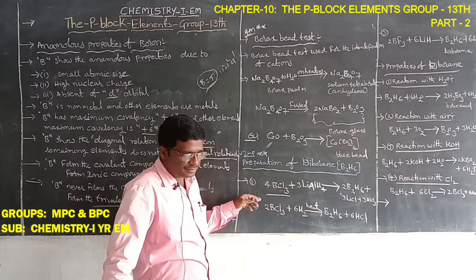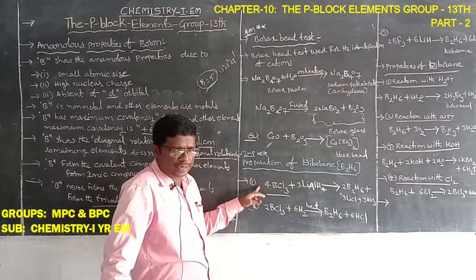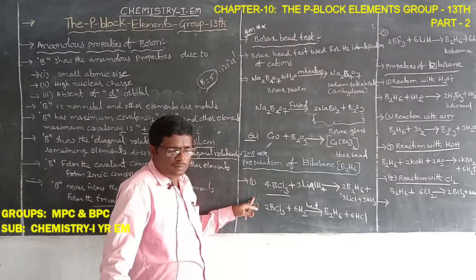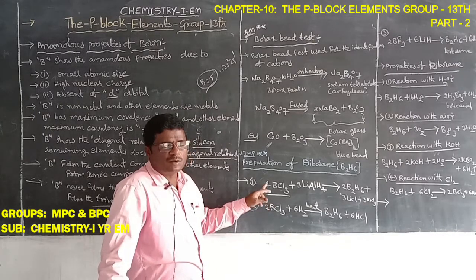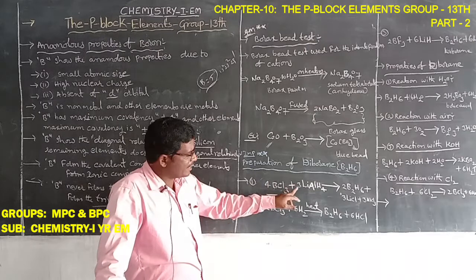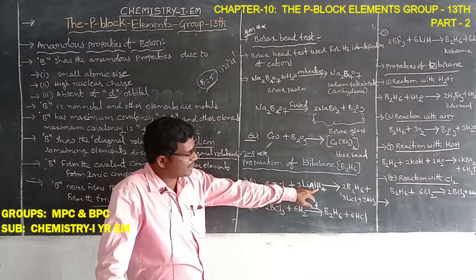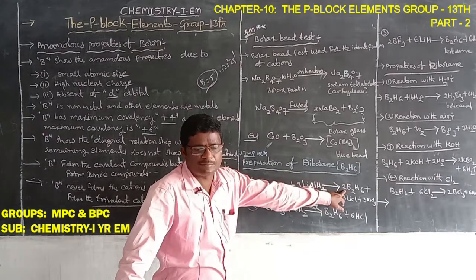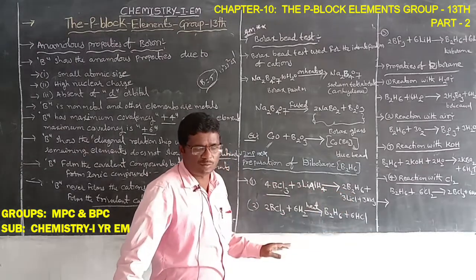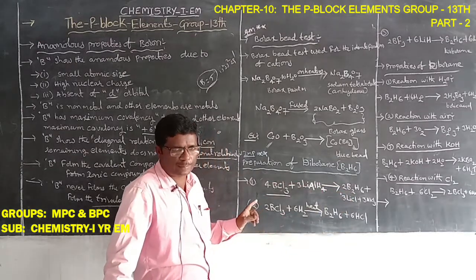Once again, first preparation of diborane: boron trichloride, BCl3, reduced with lithium aluminum hydride, then forms diborane. B2H6 is also known as diborane. That is also known as the first preparation.